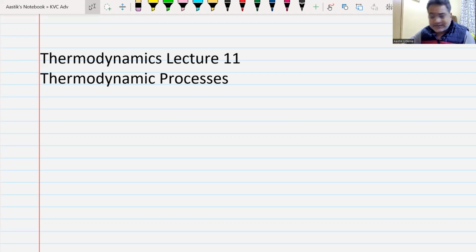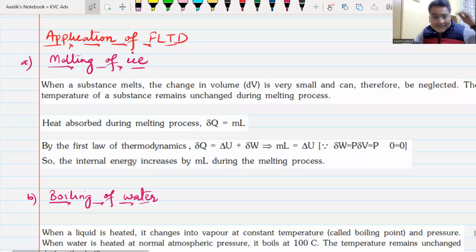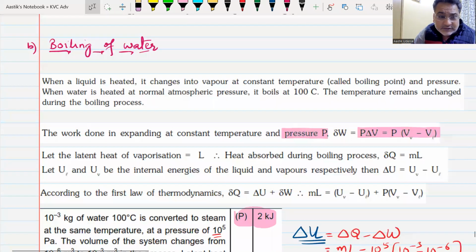This is Thermodynamics lecture number 11, and we are dealing with thermodynamic processes. In the previous class, we had seen some really interesting stuff. We had seen how we can apply the first law of thermodynamics for melting of ice as well as for boiling of water. As I told you, the first law of thermodynamics is valid whether it is solid, liquid, or gas, valid in all the states of matter.